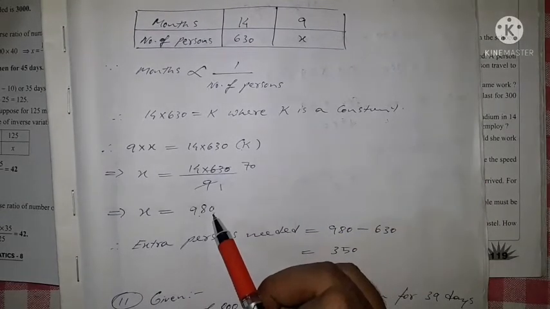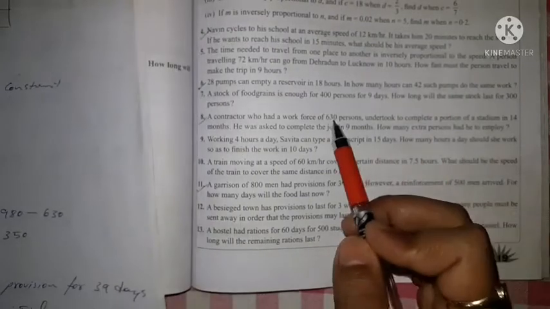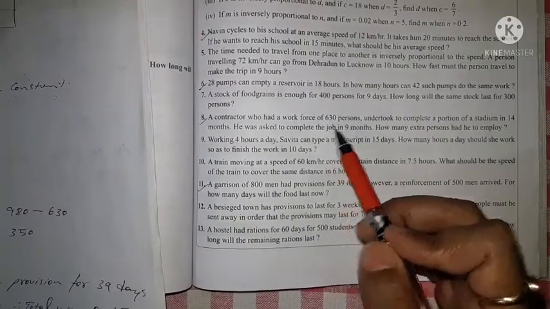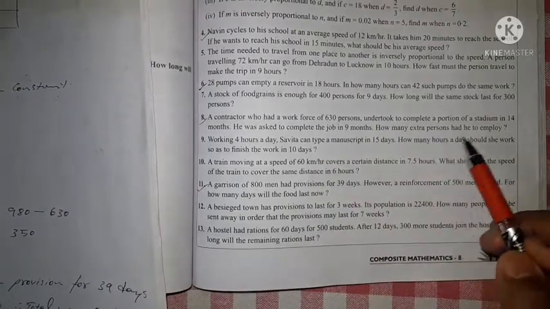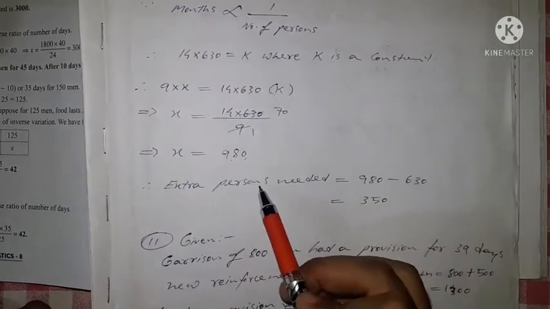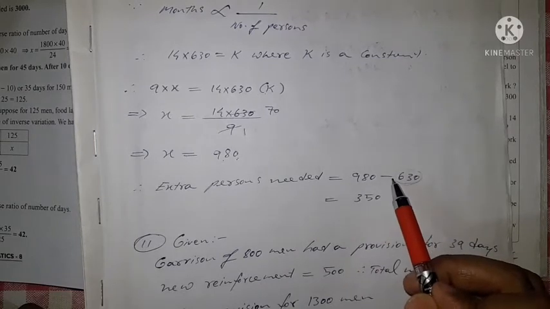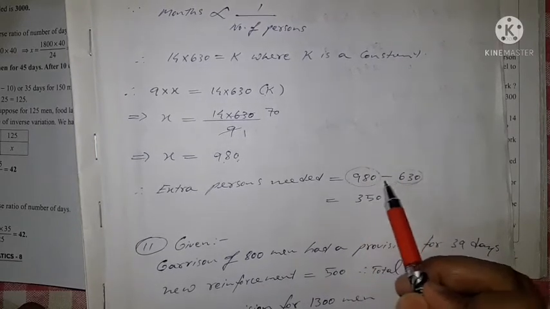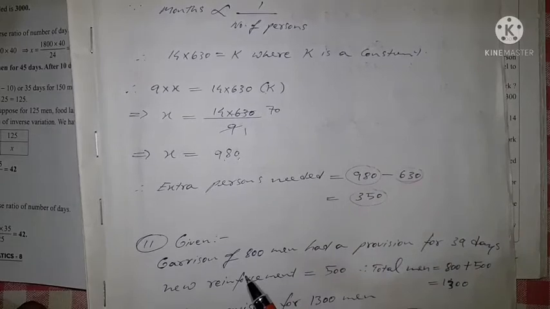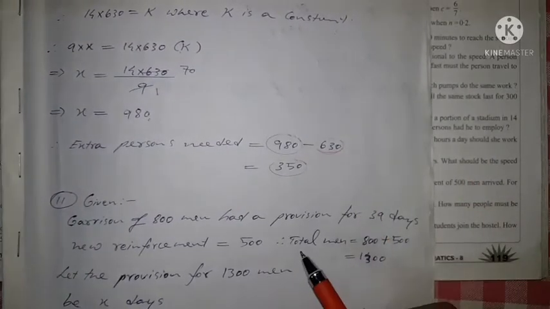But in the question it is asked, we need to find only the extra persons that he had to employ. That means apart from 630, how many persons extra he will employ to finish the work. So here the total person needed is 980. Therefore the extra person needed is: earlier there were 630 persons already there. So the total is 980, that means 350 will be extra. So these 350 persons he needed to employ extra in order to finish the work within 9 months.